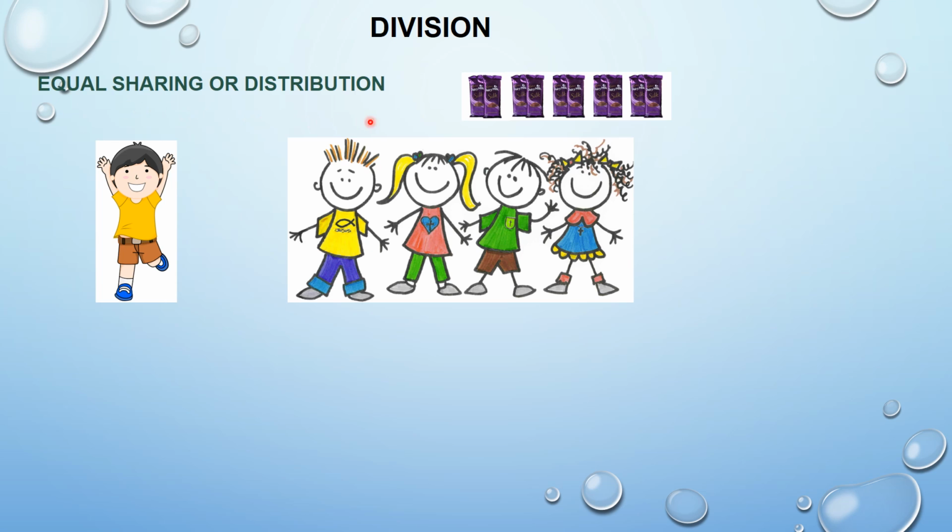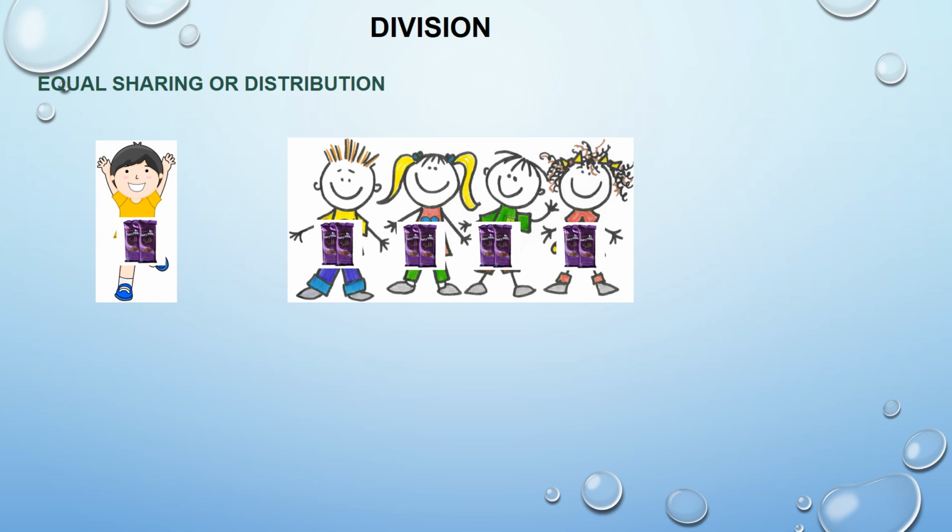Equal sharing or distribution. Yash has 4 friends and Yash's mother has given him 10 chocolates to distribute among his 4 friends including himself. So Yash has distributed all the chocolates, like he has given 2 chocolates to each of his friends and 2 for himself. Now here we can see no chocolates are left. He has distributed among all the friends including himself.